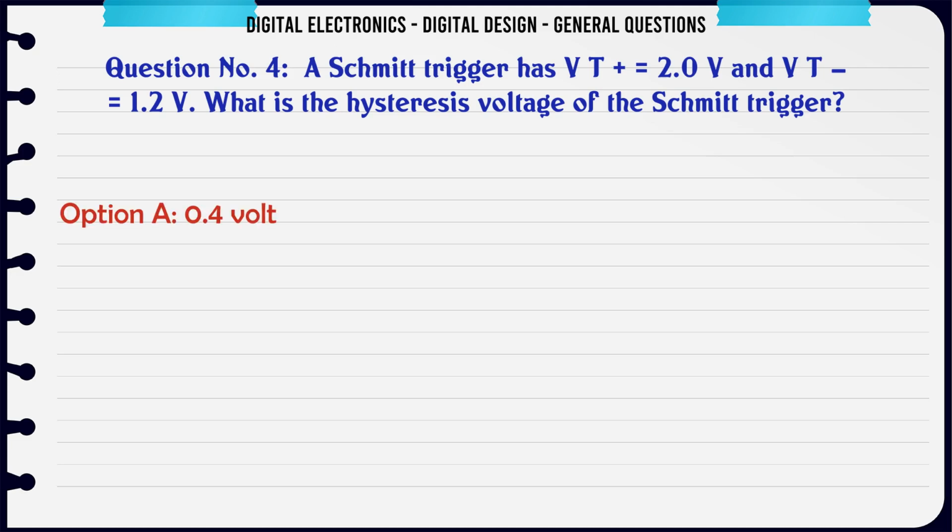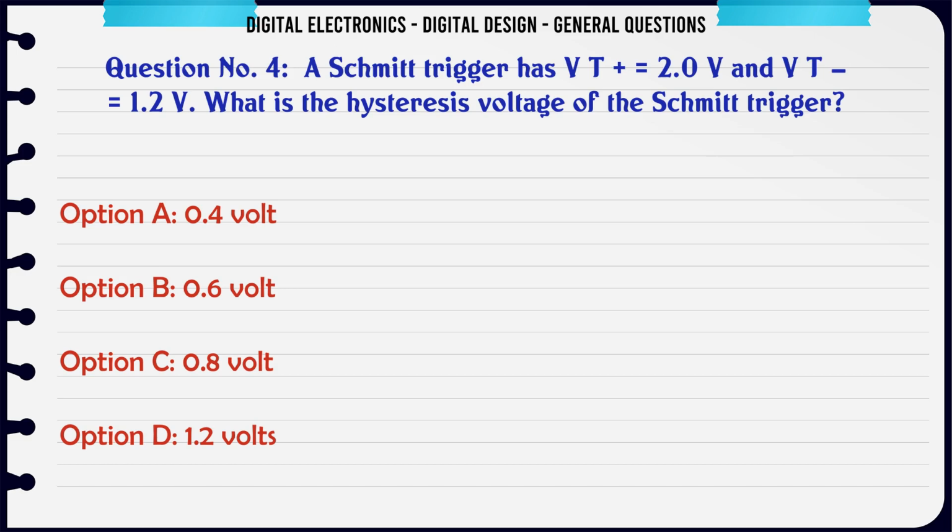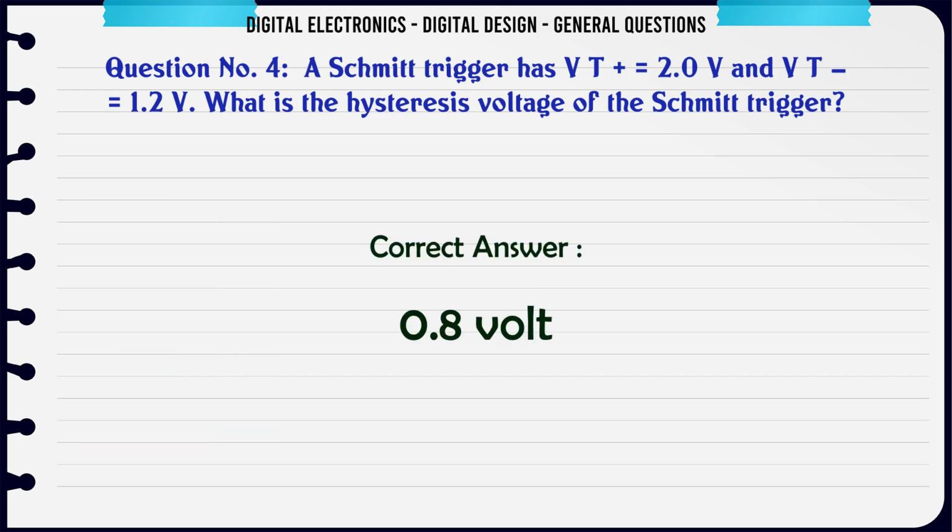A Schmitt trigger has VT+ 2.0V and VT- 1.2V. What is the hysteresis voltage of the Schmitt trigger? A. 0.4 volt. B. 0.6 volt. C. 0.8 volt. D. 1.2 volts. The correct answer is 0.8 volt.